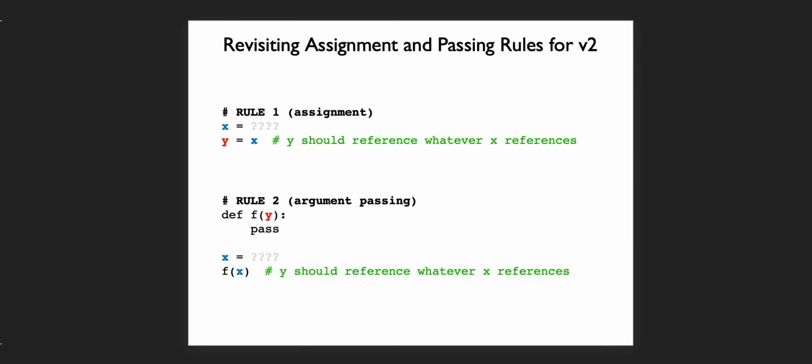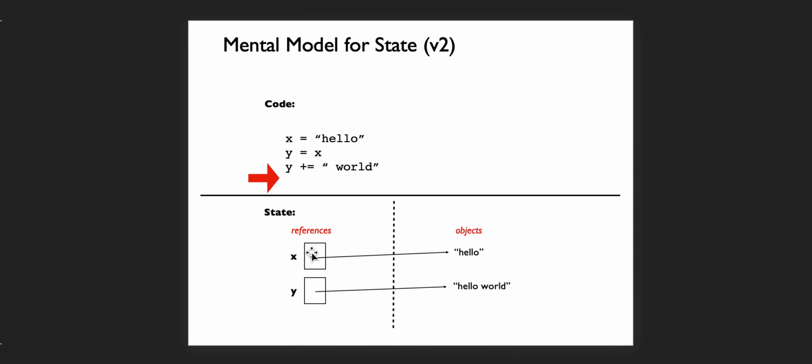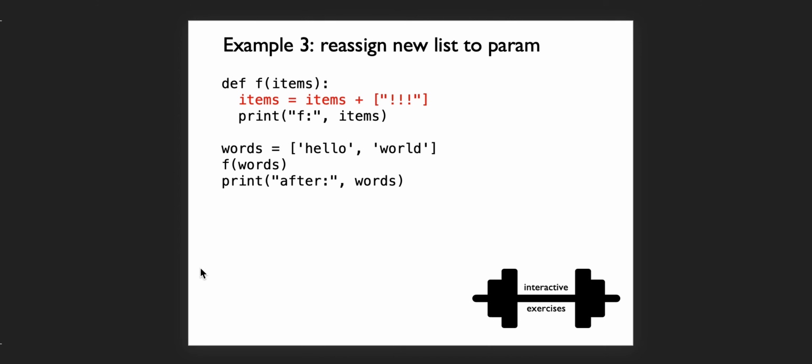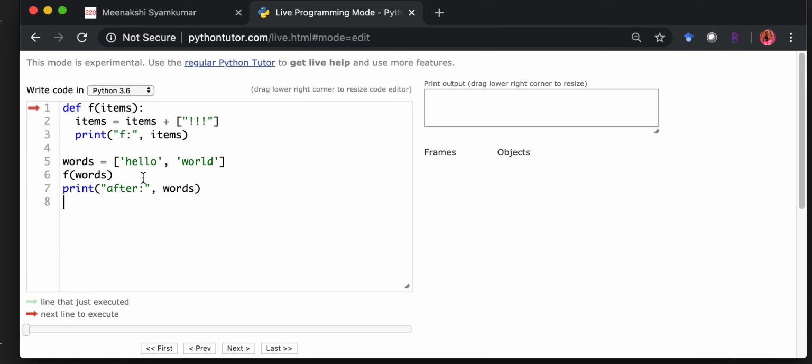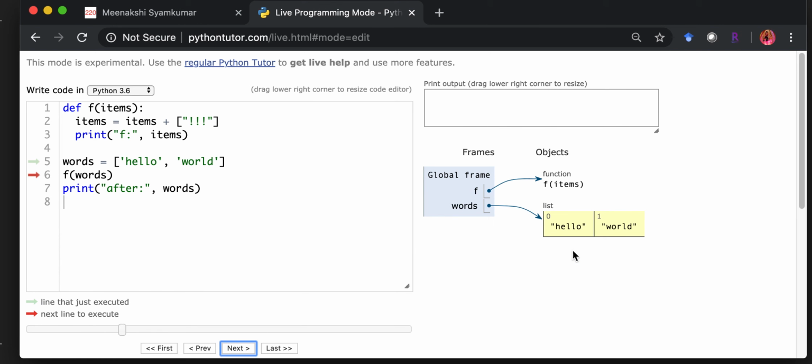So that's what happens in this particular slide. When you say x equal to hello and y equal to x, and then you say y plus equal to a new string sequence world, observe that it creates a brand new object as part of your heap. Let me switch back to the slide and look at the example here. If I step through this example from the first, you'll see that for words an object is getting created with those two items.